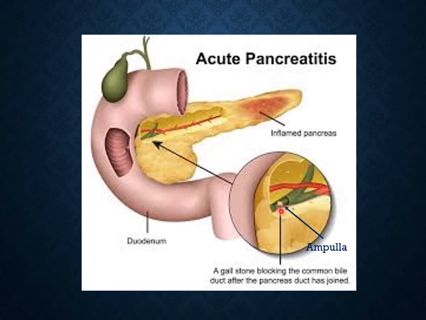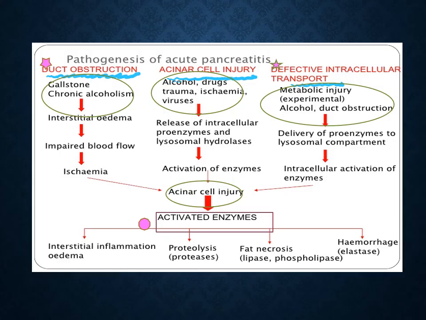A stone that passes through this ampulla of Vater causes a transient blockage of the pancreatic duct, and that triggers an acute inflammatory process. In the acute inflammatory process, the main damage is to the acinar cells, which are injured, and acinar cell injury releases activated enzymes. And this causes interstitial edema, proteolysis, fat necrosis, and hemorrhage due to elastase.